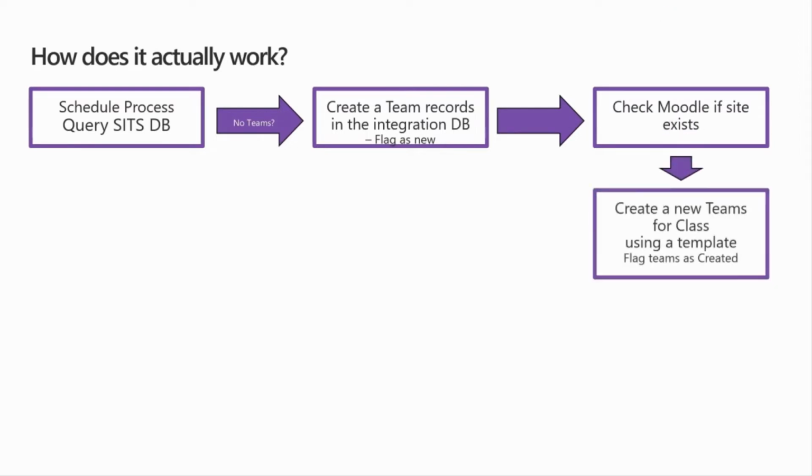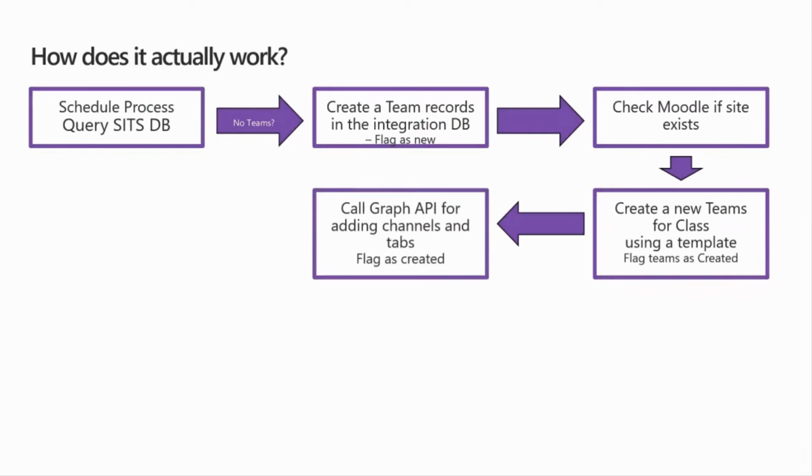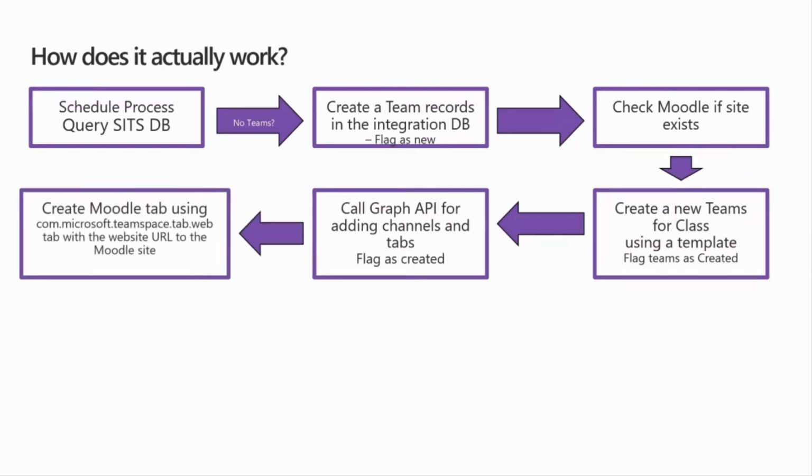If it exists, a team is created which is based on a predefined template, and a Graph API is called to add all relevant tabs and channels and flag these as having been created. A Moodle tab is added using a website tab, pointing at the URL of that respective module, as well as other resources.